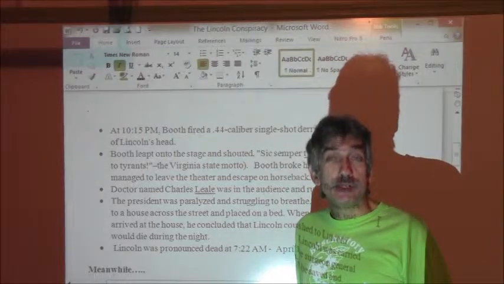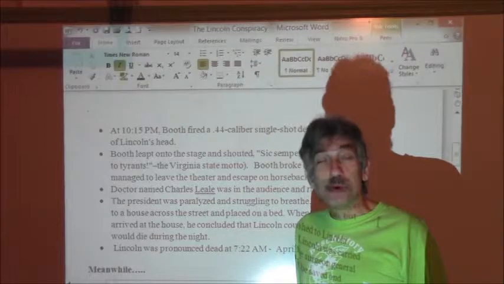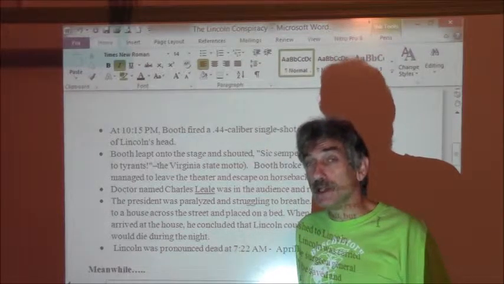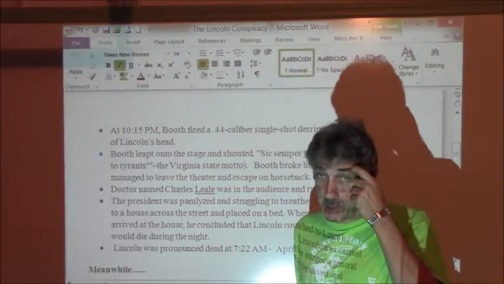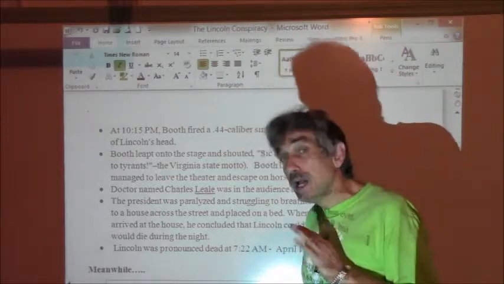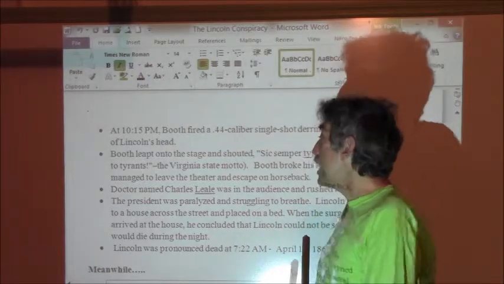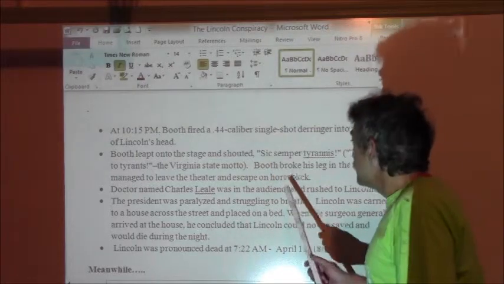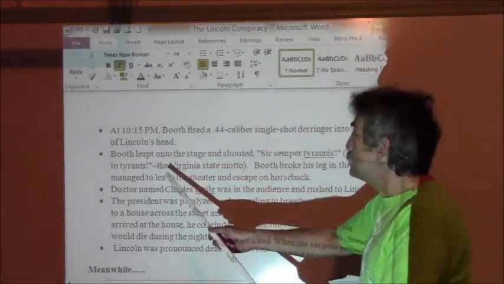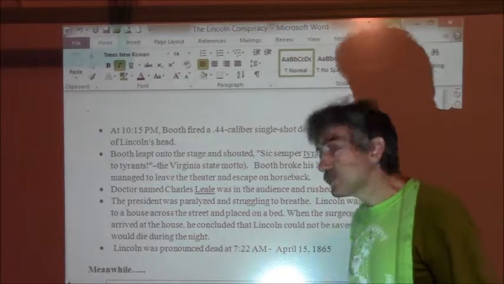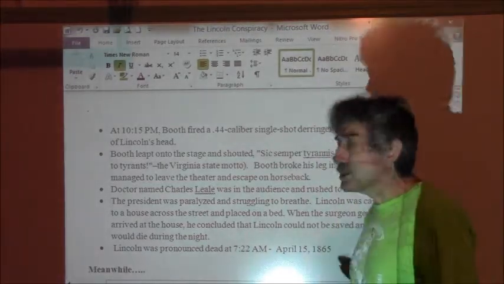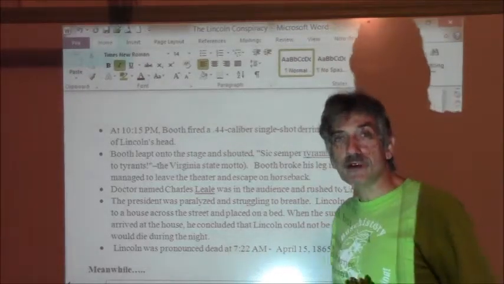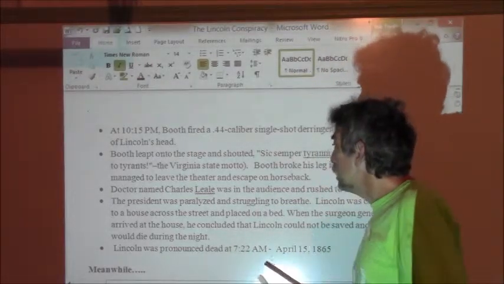The conspiracy supporters, if you like, are using this as information and as evidence that there was a larger conspiracy at play here and involved a lot more government officials. But nevertheless, that's a debate. These are the facts. Booth leaps onto the stage and shouts, "Sic semper tyrannis, thus ever to tyrants," the Virginia state motto. Booth breaks his leg but manages to leave the theater, runs away on horseback, and he is accompanied by a guy named David Herold, and we'll get to him in a second.